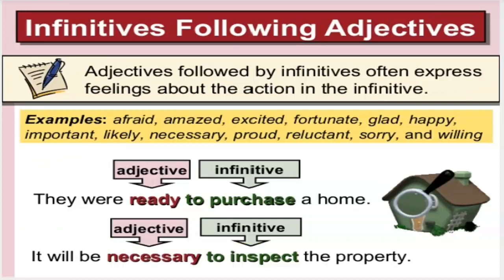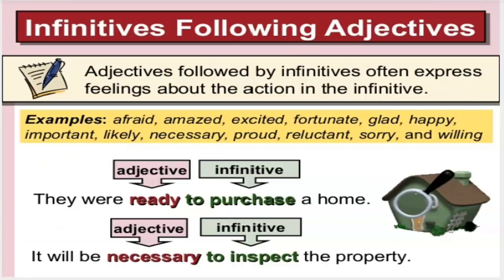Let us see this example. They were ready to purchase a home. Ready is the adjective. To purchase is the infinitive. It will be necessary to inspect the property. Necessary is adjective followed by the infinitive. So a point to note, students. There are few examples of adjectives after which the infinitive can be used. Afraid, amazed, excited, fortunate, glad, happy, important, likely, necessary, proud, reluctant, sorry, and willing.